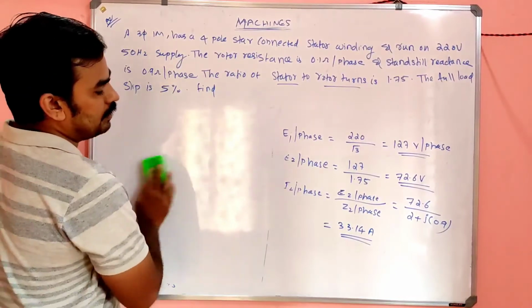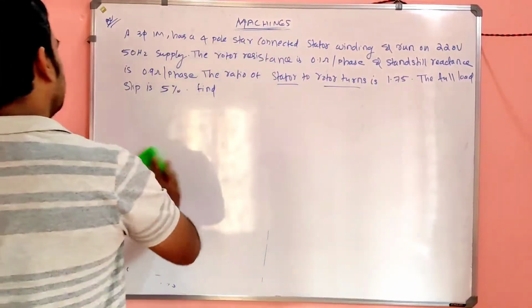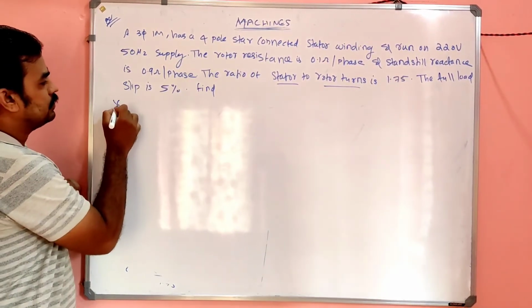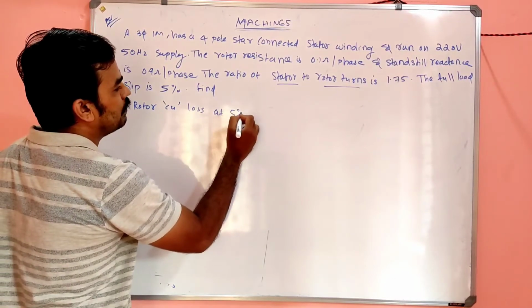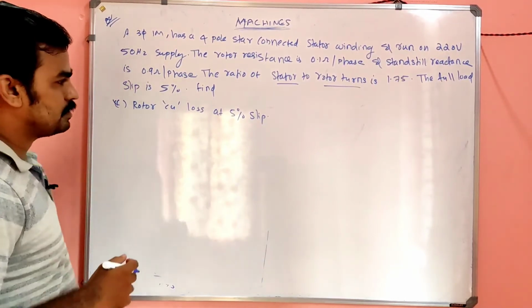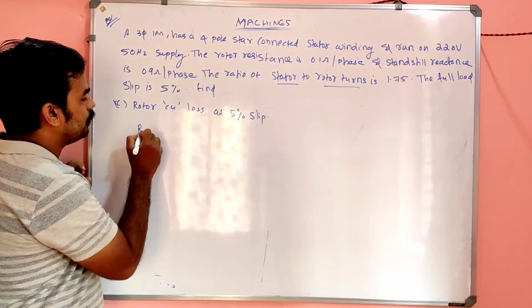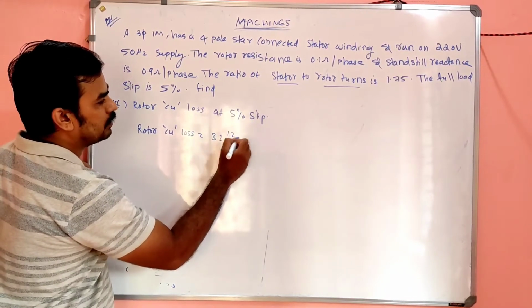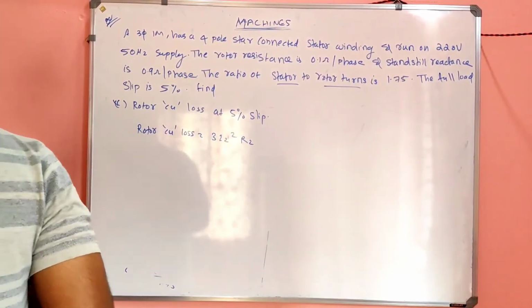So you find the value of rotor current per phase. Next sub question, C: rotor copper loss at 5% slip. How can we find rotor copper loss at 5% slip? It's very easy actually. Rotor copper loss is equal to 3 into I2 square R2. You can directly go for that.